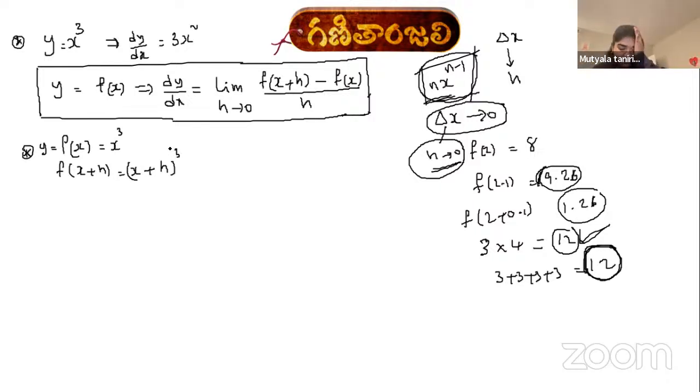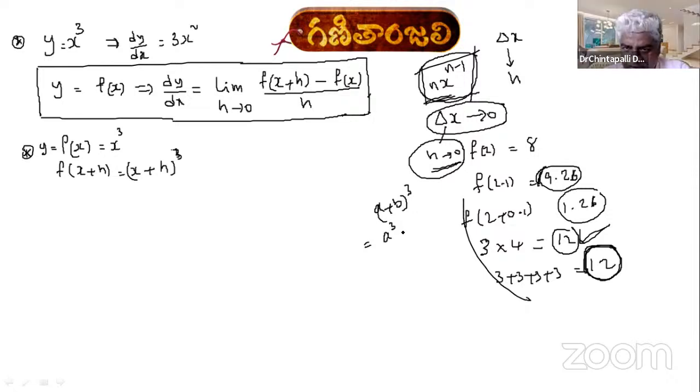Do you remember the a plus b whole cube formula? A plus b whole cube has a formula. Do you know the a plus b whole square formula? Yes, sir. A square plus b square plus 2ab. In the same way, there is a formula for a plus b whole cube also. It is a cube plus b cube plus 3a square b plus 3ab square. Yeah, very good.